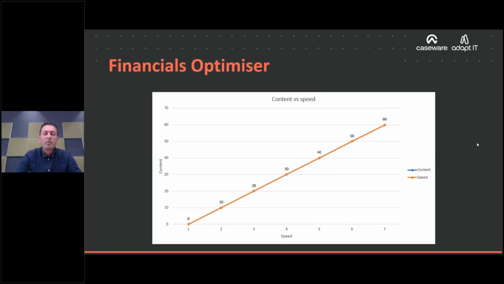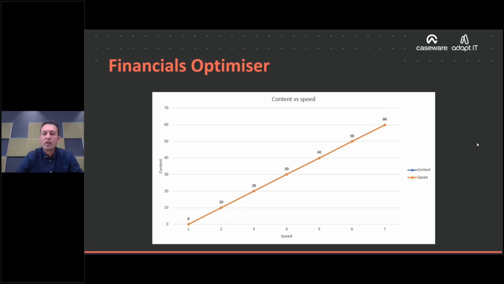So just to recap, the financials optimizer is something that you should already have. It's in the financial statements, the optimizer button. And what we found there was that there's a direct relationship with the amount of content that you have in the file versus how fast the file is. So the less content in your file, the faster the file is.